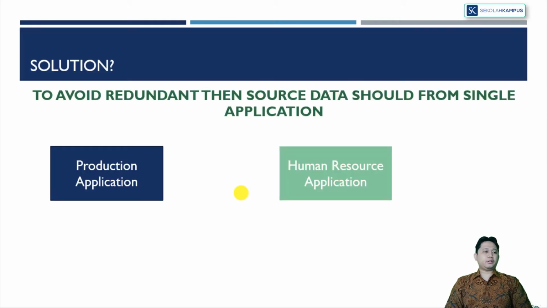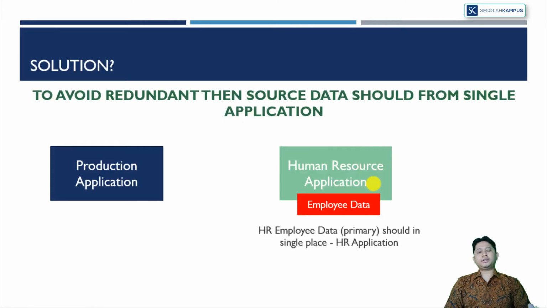Now we talk about the solution. To avoid redundancy, the source data must come from a single place or single application. We can see from the previous example that employee data has been stored in both the production application and the human resource application. We must make sure that the employee data is stored in a single place.